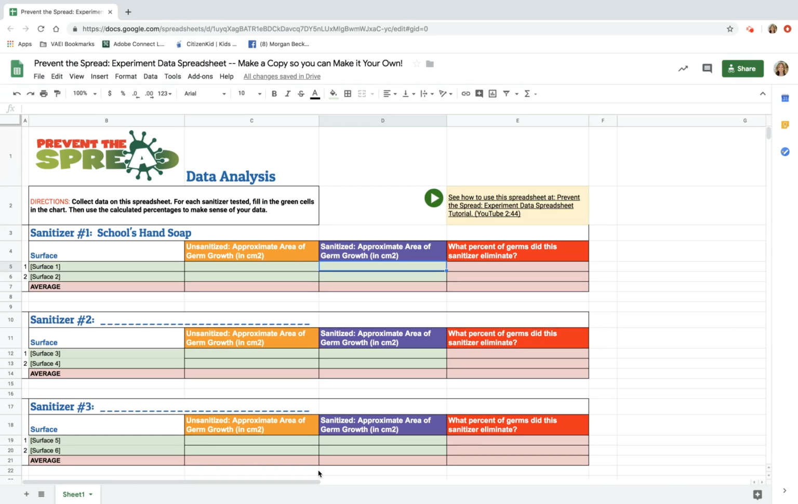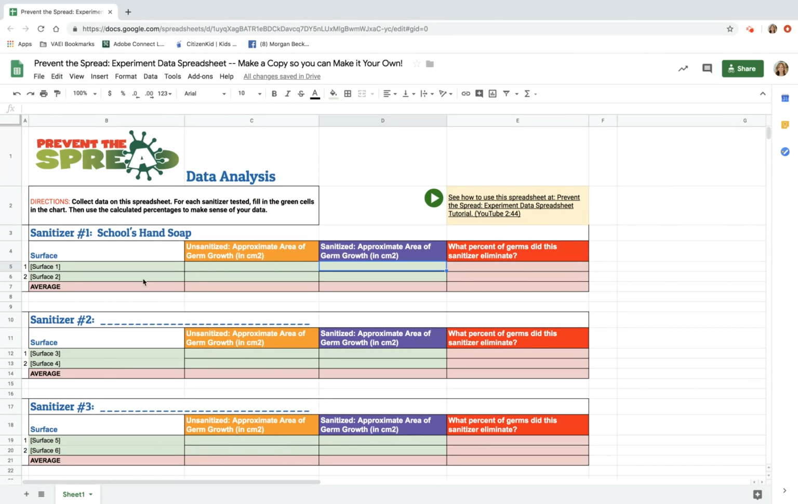Hello, everyone. Today we're going to walk through the data analysis spreadsheet for the Prevent the Spread project. If you take a look up here where it says sanitizer number 1, school's hand soap, that's a sanitizer that you're choosing to use for these first two surfaces here. You'd put your second sanitizer here and your third sanitizer here.